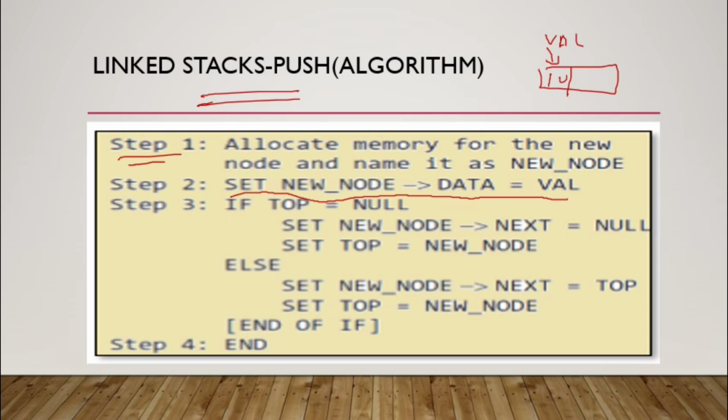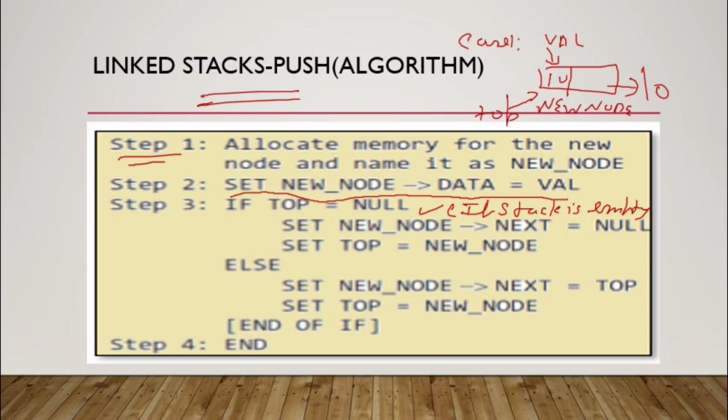That you're filling. So if top is equal to null, students, this is the case if you don't have anything in the stack, if the stack is empty. If that is the case, what do you do? New node of next is equal to null. So this is the new node, it's null. Then top is equal to new node. So you make top point here. This is case one.